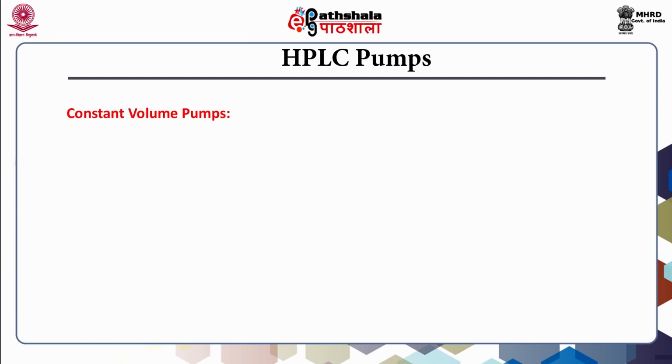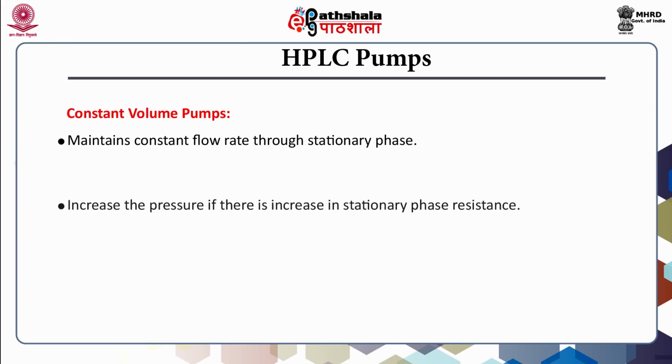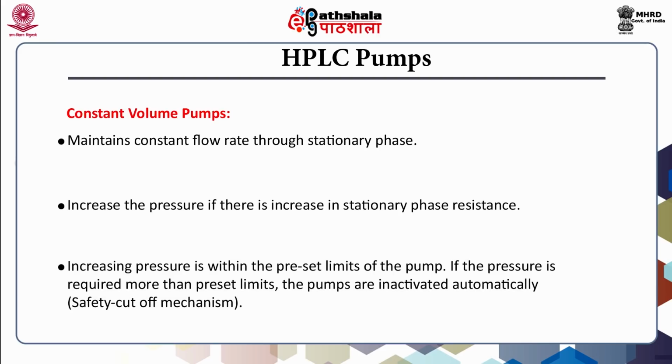The constant volume pumps maintain constant flow rate through the stationary phase, and the pumps increase the pressure if there is an increase in stationary phase resistance. However, the increasing pressure is within the preset limits of the pump. This pump has certain limits. If the pressure required is more than the preset limits, then what happens? The pumps are automatically inactivated by a safety cut mechanism.